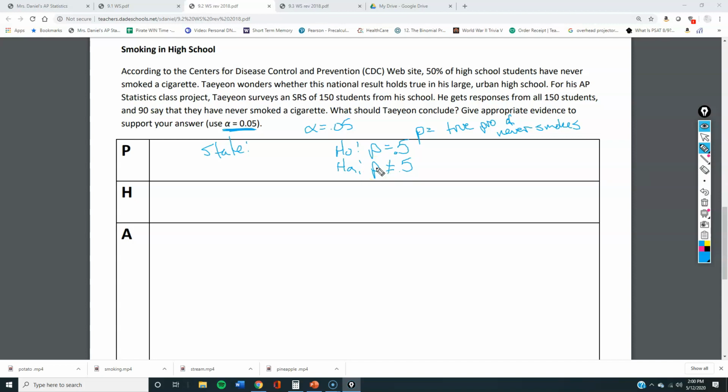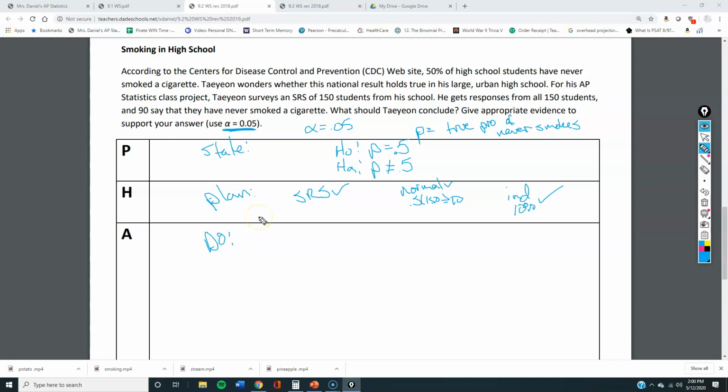Check conditions. Check conditions. Is it random? Yes. This is the plan. Is it SRS? Yes. 0.5 times 150 is bigger than or equal to 10, so it's normal. Is it independent? 10% rule. Yes. In a large high school, guys, this might come as a surprise to you, there's probably more than 1,500 kids. Most Class A schools have 1,500 to 2,000. I mean, that's a little bit different than us, but let's do.